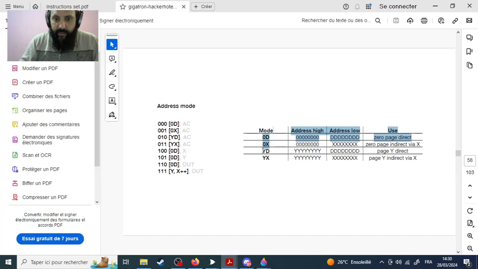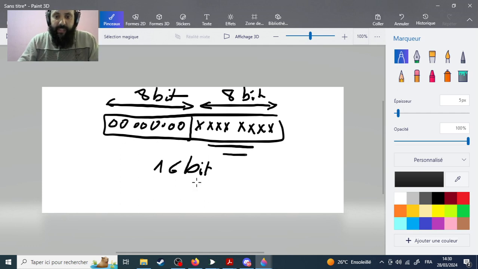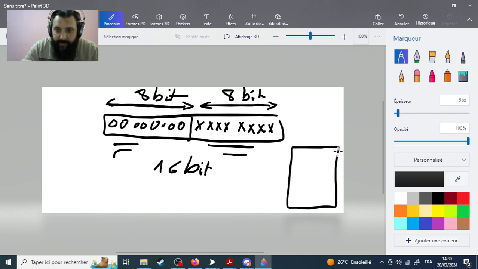The second mode is this one, 0x. Do you remember what x is? The second mode: we have the value of the register x here for the address, and we have zeros here. Do you get it? You have to understand one thing about how we subdivide the RAM. The RAM is like this, and it is subdivided.